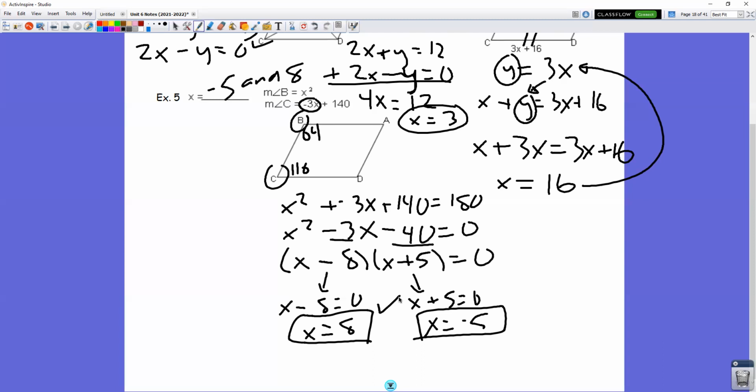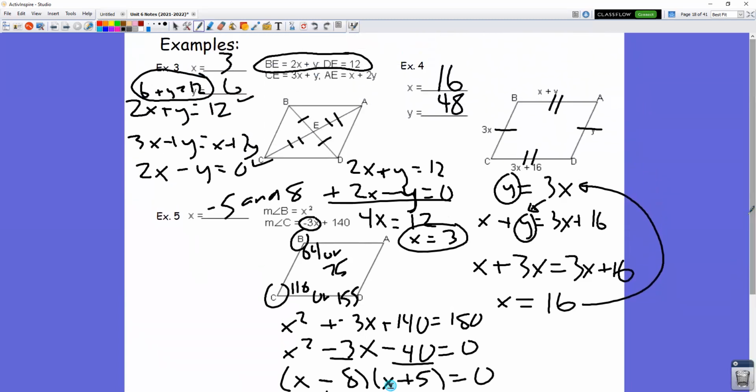Now let's check the negative 5 solution. You are not throwing this one out just because the x is negative. It works. All right, let's prove it. If you plug negative 5 into x squared, a negative times a negative is a positive. So this angle is 64 if I plug in 8, but if I plug in negative 5, it's positive 25. That works. If you plug the negative 5 into angle C, negative 3 times negative 5 is positive 15. Positive 15 plus 140 is 155. I get another angle that works. And so both of these solutions are valid. x equals 8 and x equals negative 5 are your solutions to this problem.